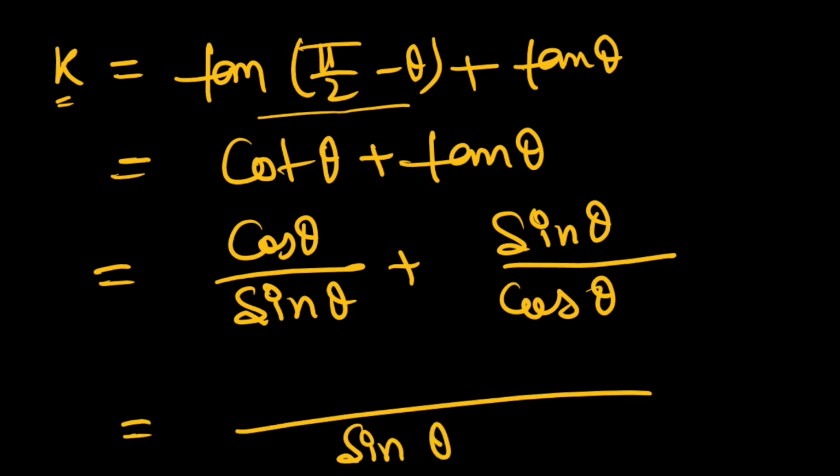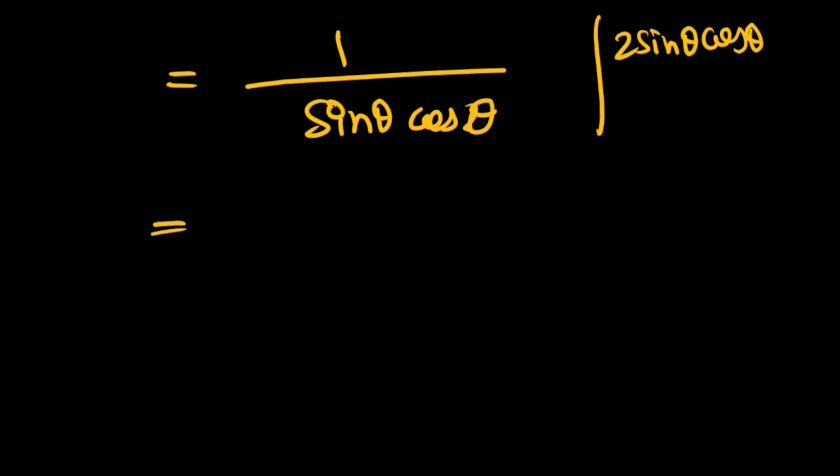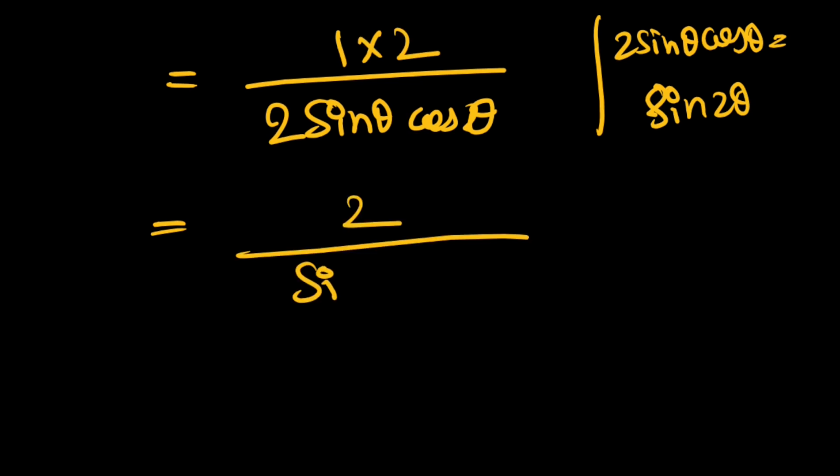So we write sin theta cos theta, that is cos square theta plus sin square theta, and that value is 1. Next we put 1 over sin theta cos theta. We know that 2 sin theta cos theta is equal to sine of 2 theta. So if we adjust here, that is multiply by 2, we get 2 over sine 2 theta.